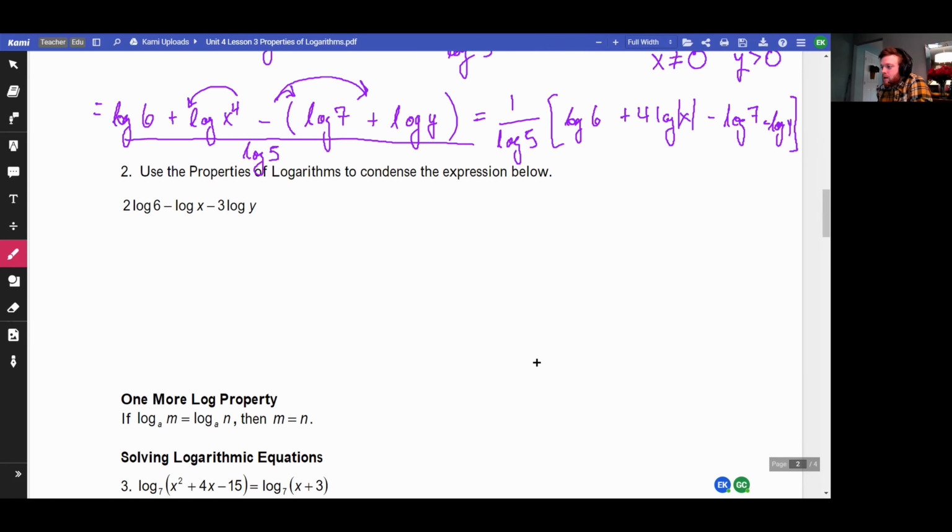Okay, so we have 2 log 6. So that's just like log 6 plus log 6, and then I can use the exponent rule in reverse, right? Mm-hmm. Or log 6 times log 6, log 6 squared, 36.